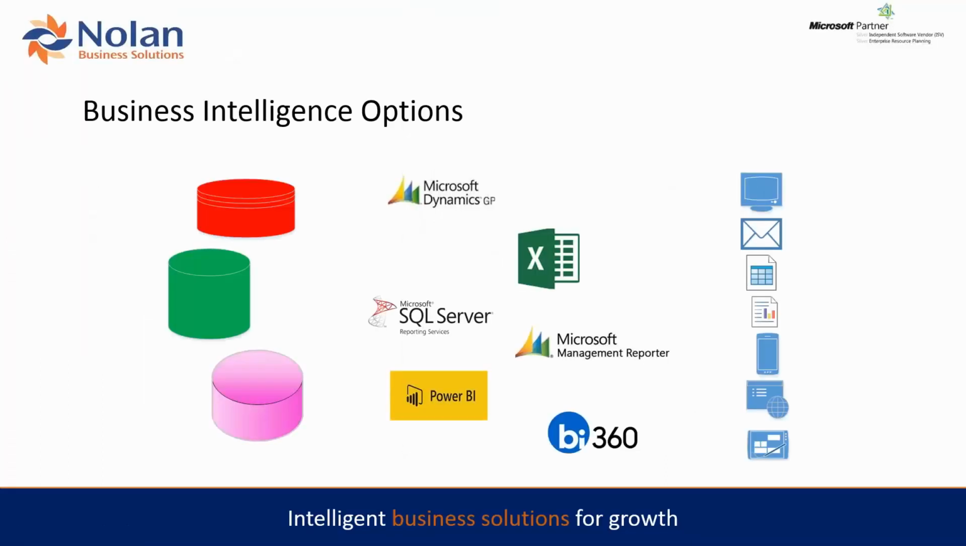We're going to look at the business intelligence options available to you in GP 2018. Within Microsoft Dynamics GP, you'll see it here on the left-hand side. I've got 3 different databases. These just represent different data stacks within your organization. You might have different SQL databases, you might have Excel databases living inside your system. We're able, through Dynamics GP, to access those and pull the data from those into our reporting services here.